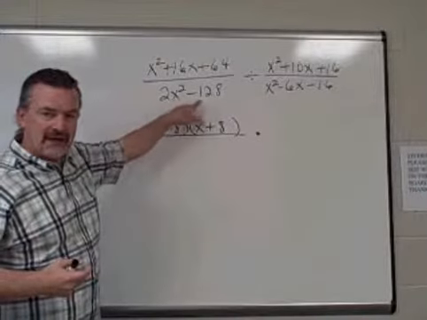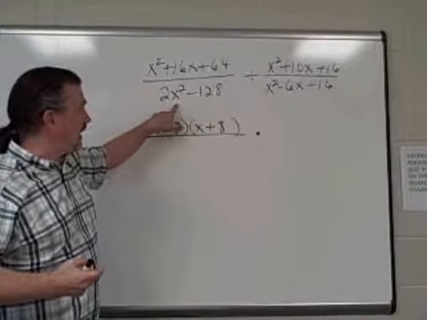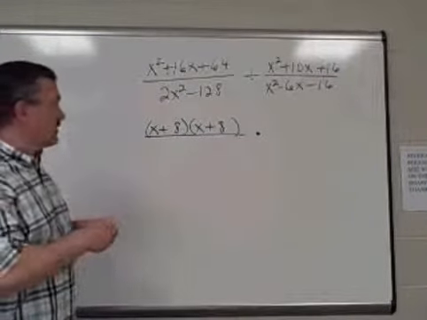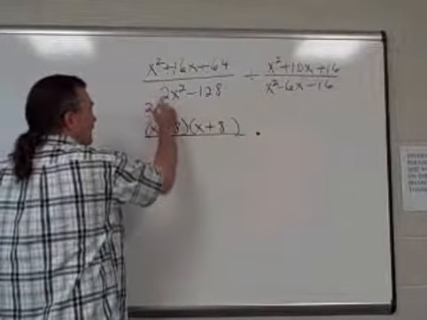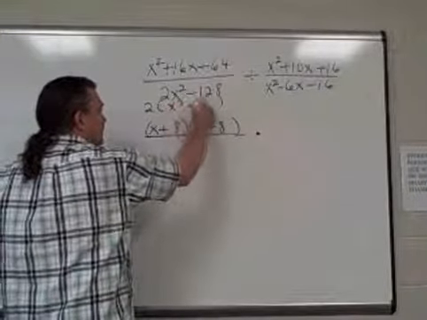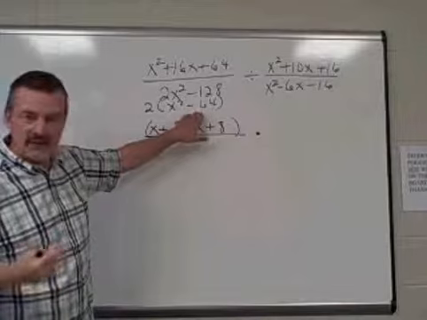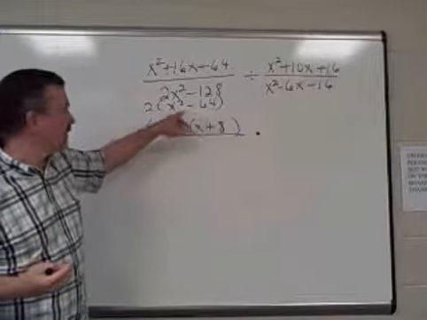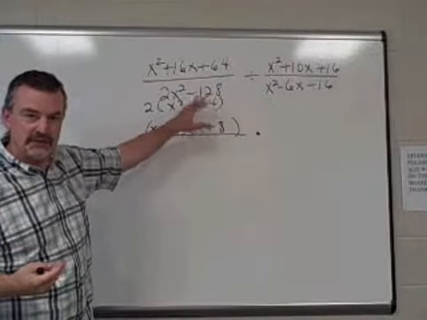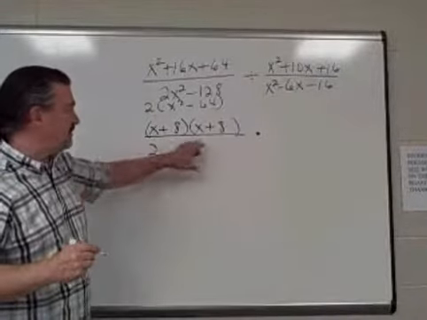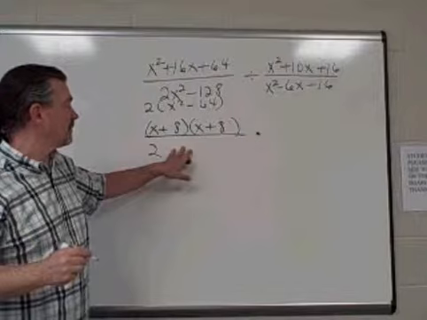One thing we should notice about this binomial, the binomial contains a common factor of 2. So let's pull that common factor out here to begin with. 2 times the binomial x squared minus 64 would make 2x squared minus 128. So 2 is the first factor that we have here in this new denominator.